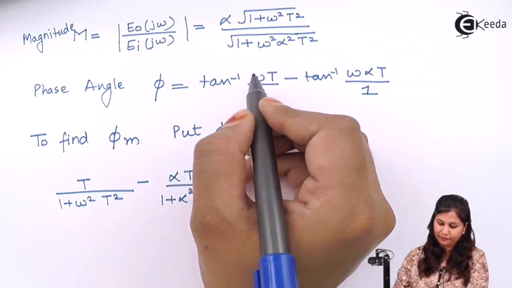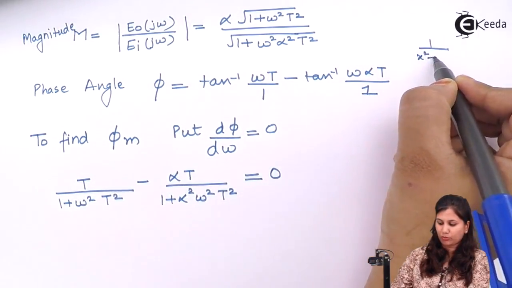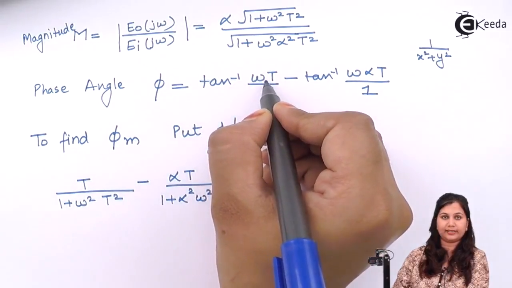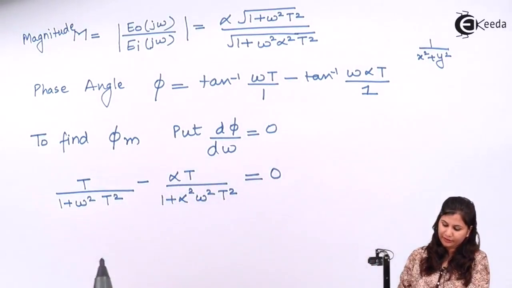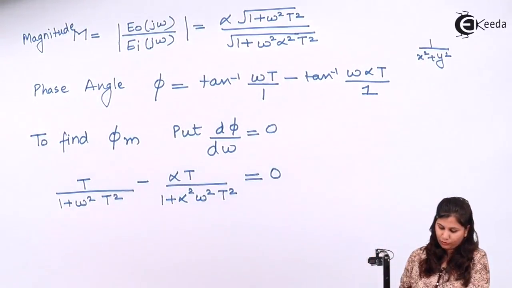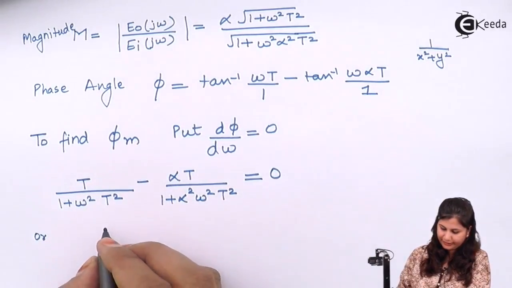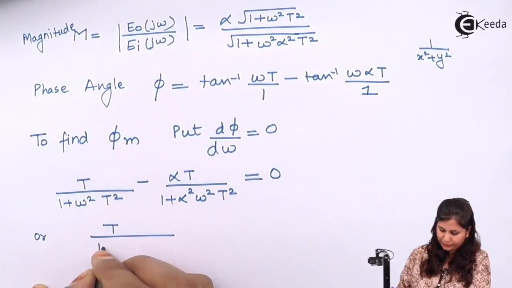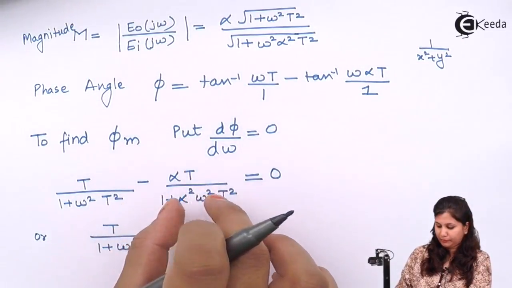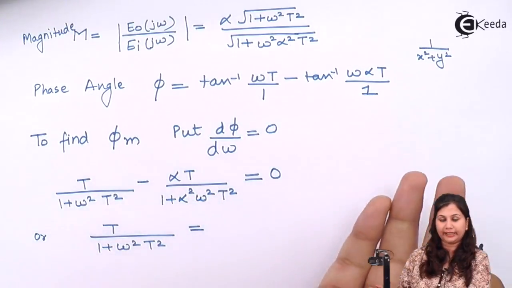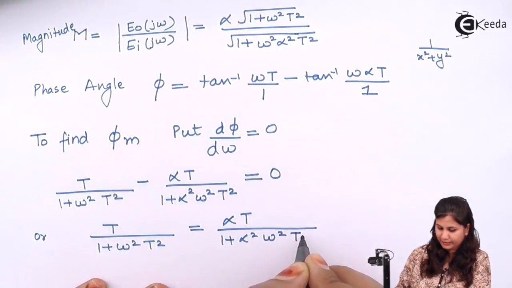Differentiation of tan inverse of x by y is 1 upon x square plus y square, and then you have to differentiate this term also. So by differentiating this equation, we will get T upon 1 plus omega square T square minus alpha T upon 1 plus alpha square omega square T square. We have equated d phi by d omega to 0. So we will get T upon 1 plus omega square T square equals, bringing this term to the right hand side, alpha T upon 1 plus alpha square omega square T square.